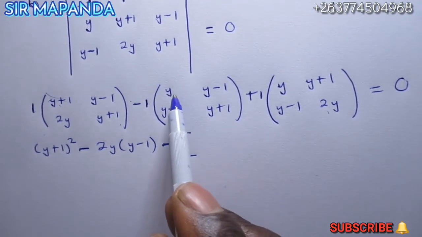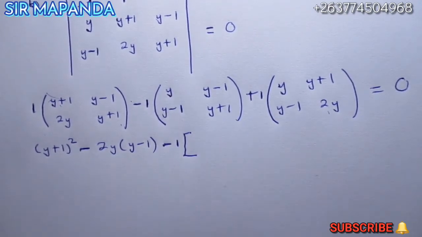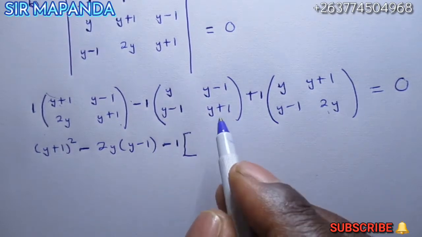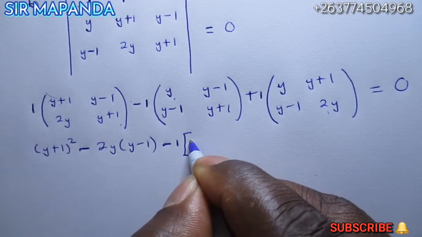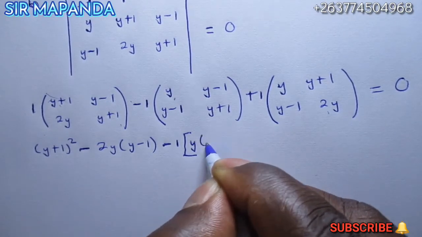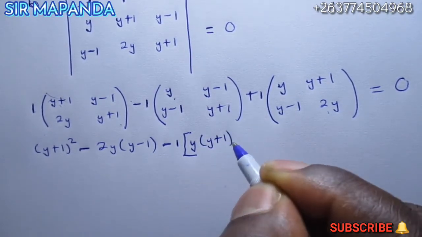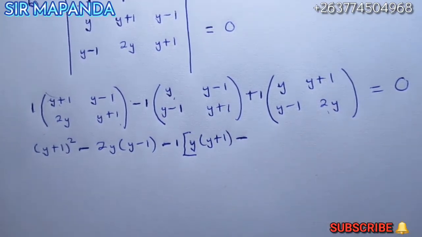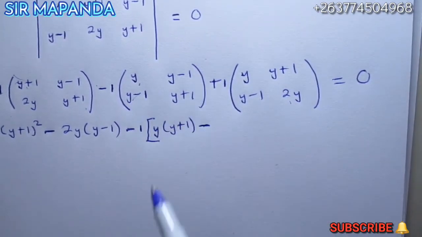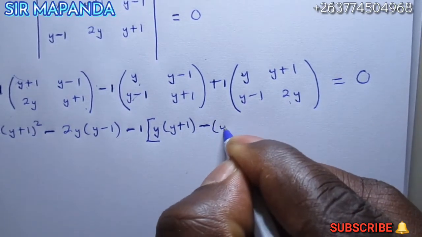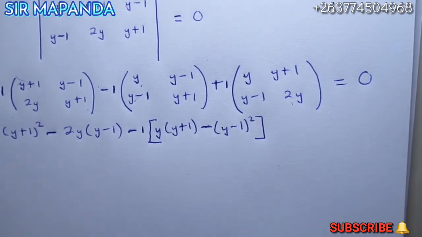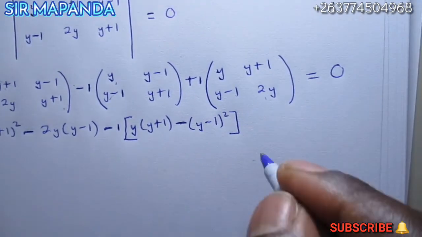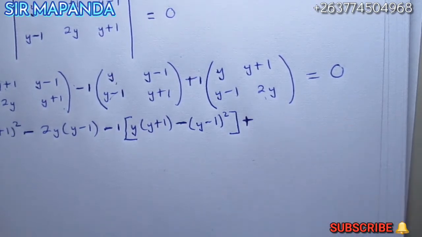The first diagonal is containing y and y plus 1. So if we multiply y and y plus 1, you are going to get y, open bracket, y plus 1. Then you put a negative sign so that you multiply the second diagonal. y minus 1 times y minus 1, you get y minus 1 squared. Then you close your bracket. I hope you are following. Then you move on to the last one.